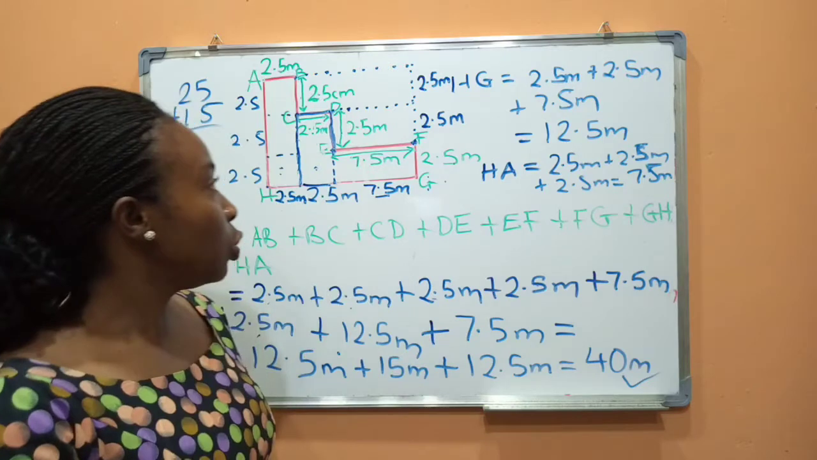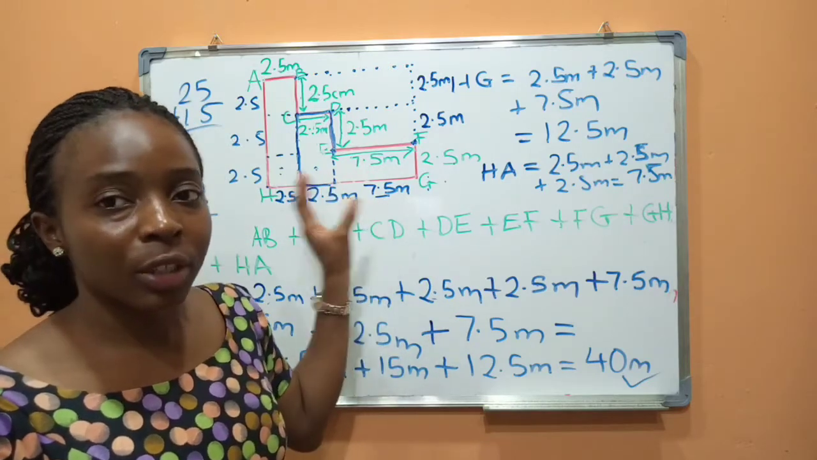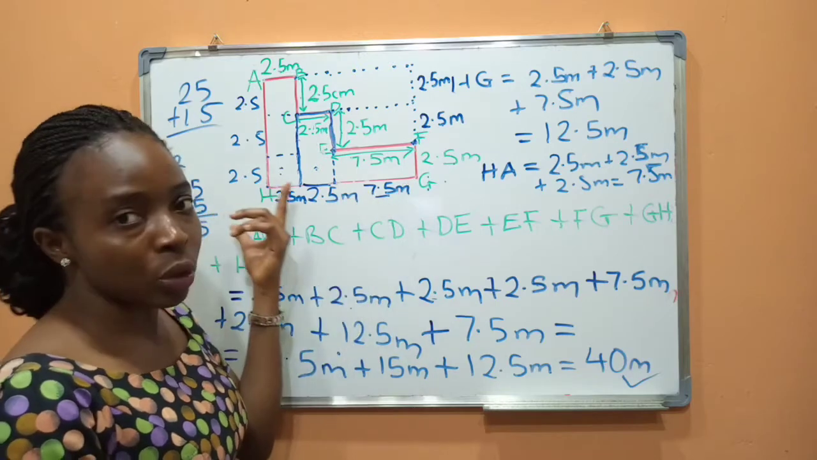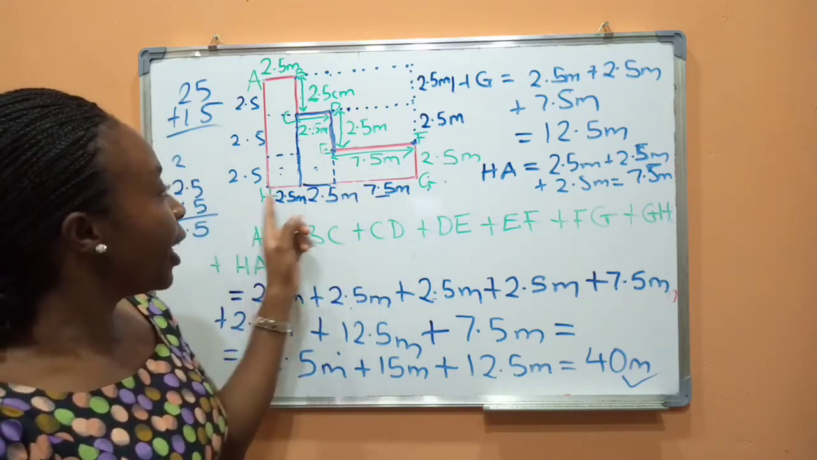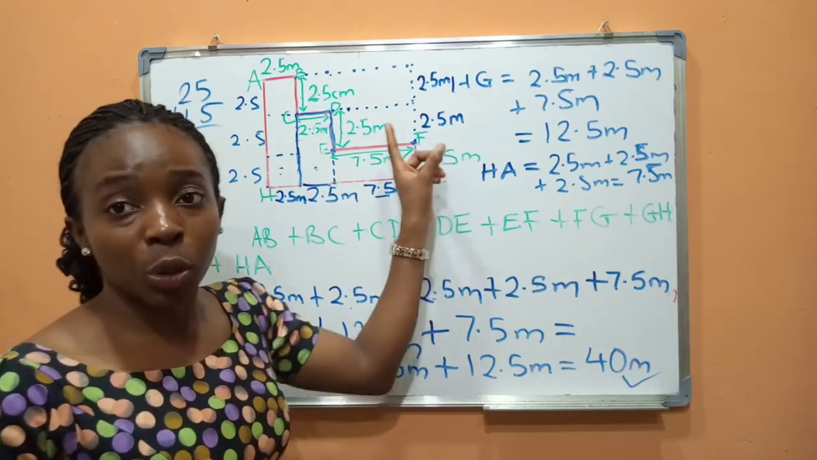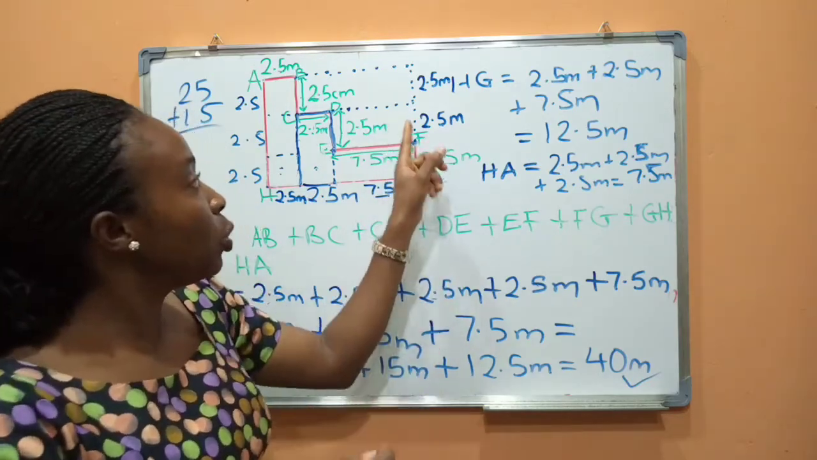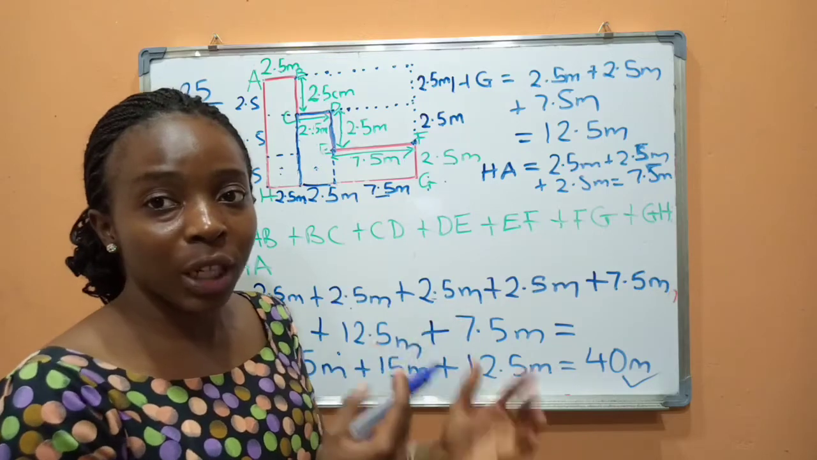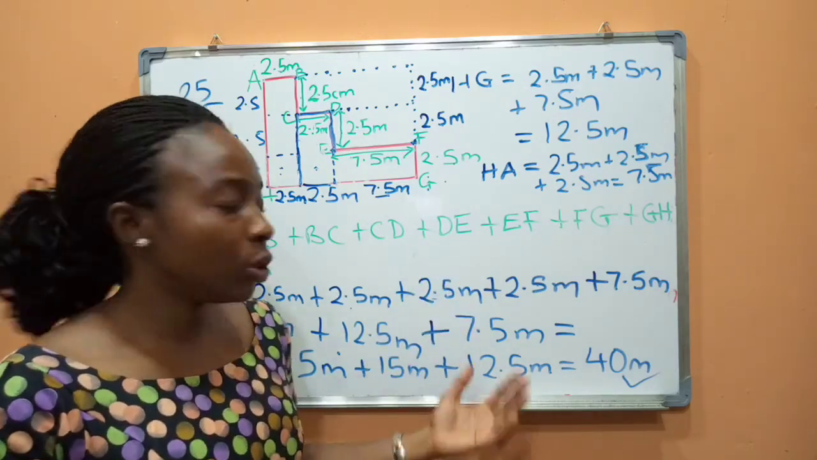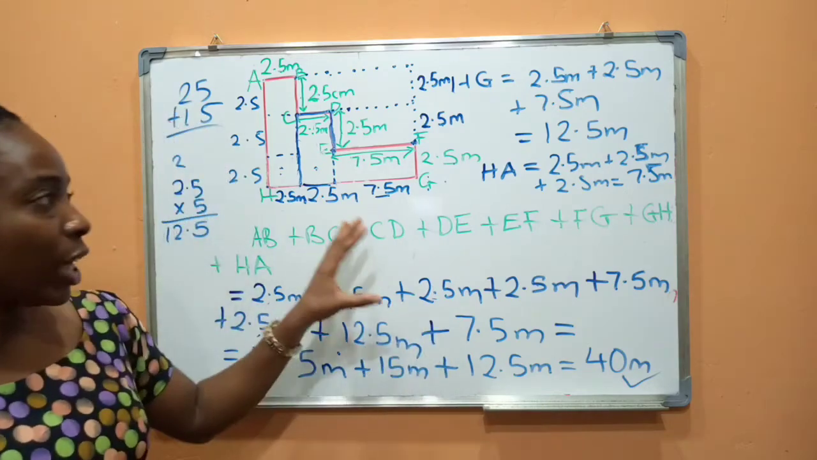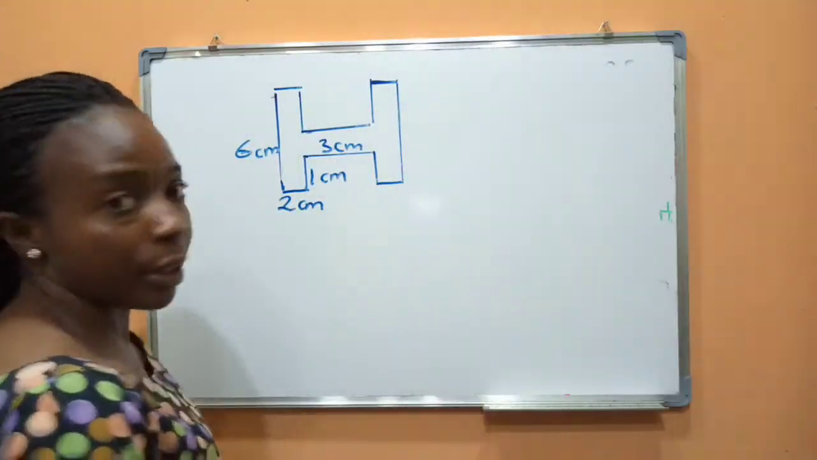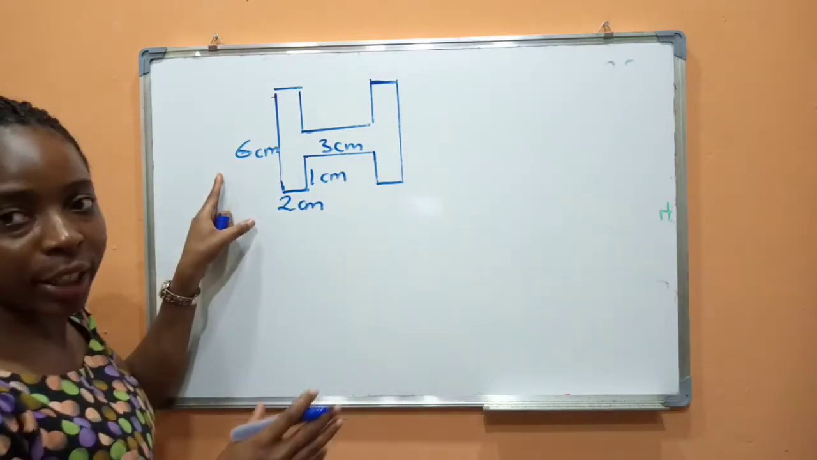The basic thing you do whenever you're given an irregular shape and you notice that you have an unknown, like in this case HG and HA, all you do, convert it to what? A regular shape. In so doing, you'll be able to get the values of the unknown, and once you get the value of the unknown, it becomes easy to solve, like we've seen in this example. Let's take more examples. Okay, so how about something like this?